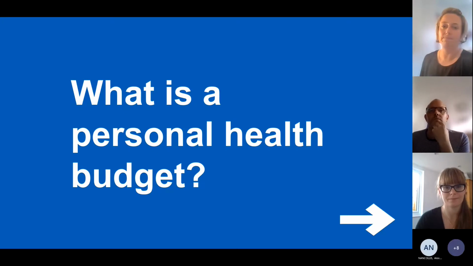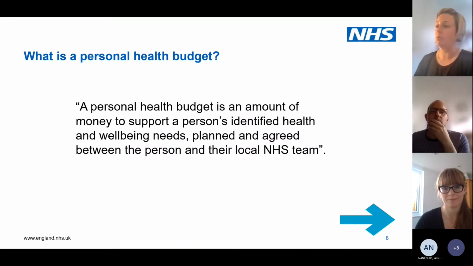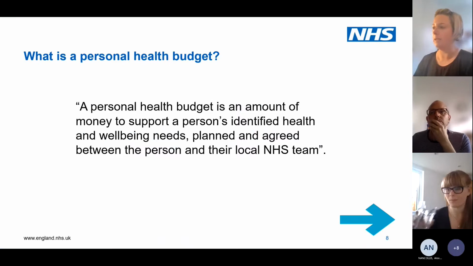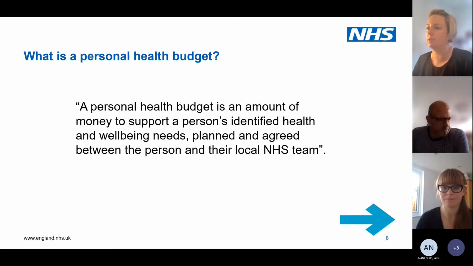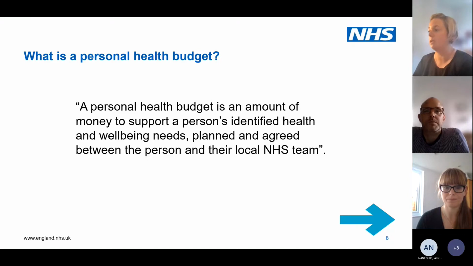So what's a personal health budget? A personal health budget is one way of personalising care to ensure people get the care that they need. It's an amount of money to support a person's identified health and wellbeing needs, planned and agreed between the person and their local NHS team, or with a partner organisation on behalf of the NHS. But as I've already explained, it's more than just an amount of money. It's the culmination of all 6 components of the personalised care model, and it's a way of providing choice and control for people for whom commissioned services are not available or are not suitable or do not meet their specific outcomes that they want to achieve.